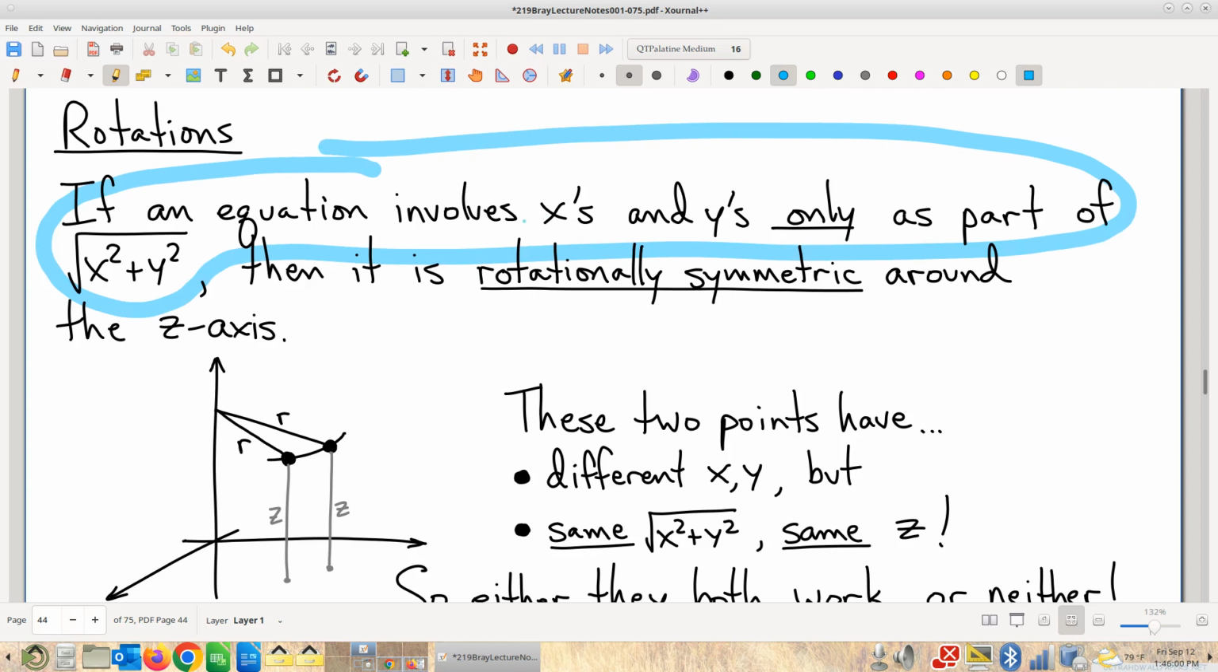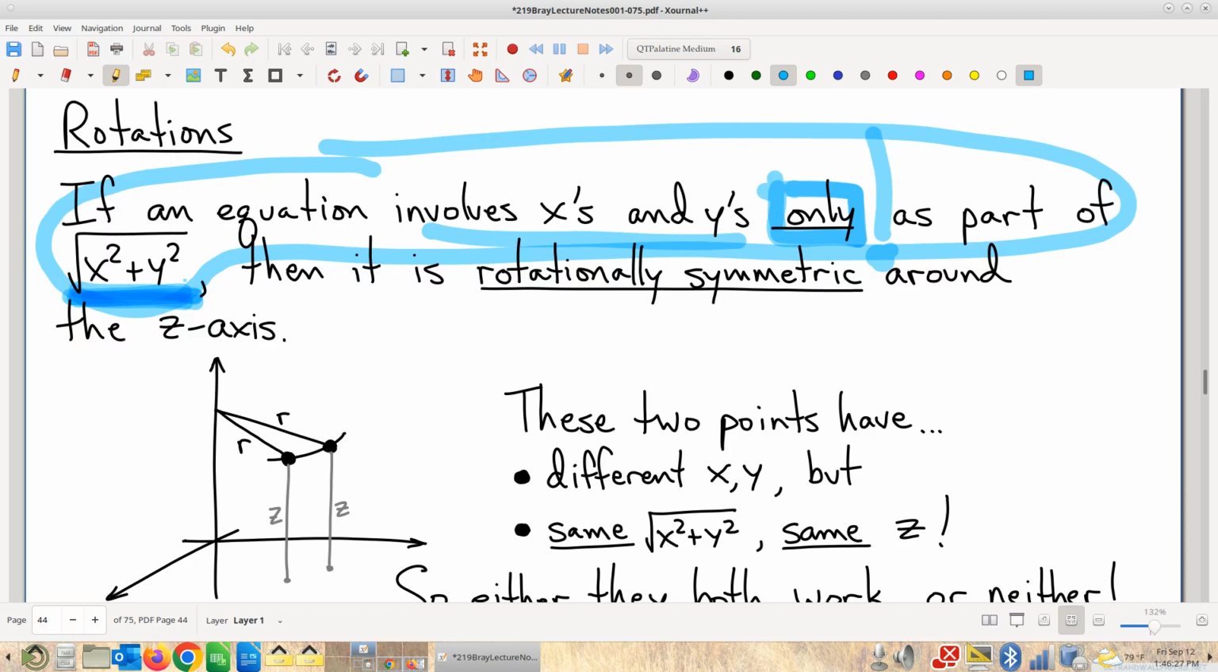It may have x's and y's in it, but they appear only, and that's very important, only as part of this expression right there, square root of x squared plus y squared. No other extraneous x's or random unaccompanied y's. X and y appear only in that form. Now, again, this is a common scenario, as it turns out. I'm going to show you several examples.